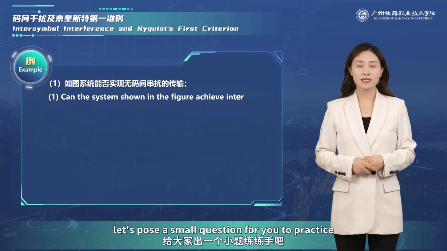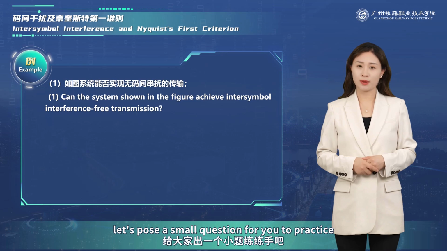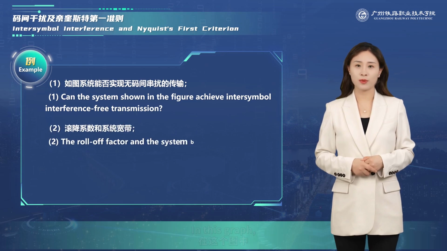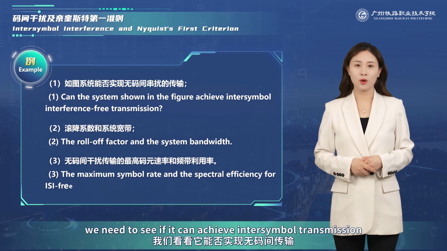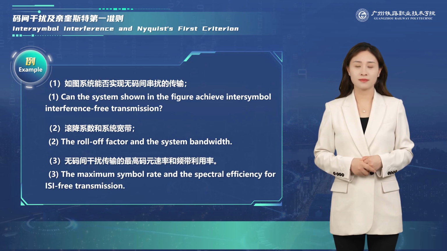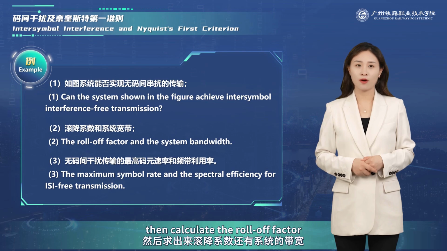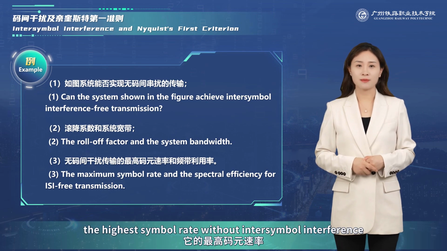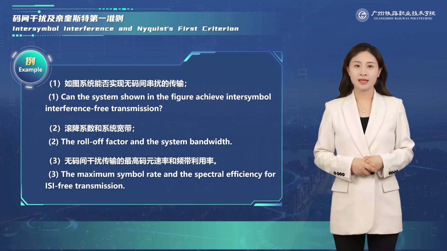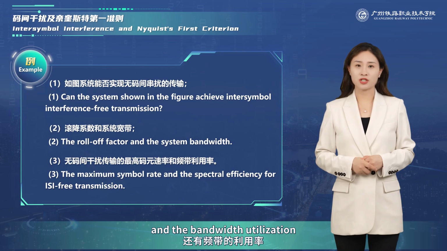Finally, let's pose a small question for you to practice. In this graph, we need to see if it can achieve transmission without intersymbol interference. Then calculate the roll-off factor, system bandwidth, the highest symbol rate without intersymbol interference, and the bandwidth utilization.